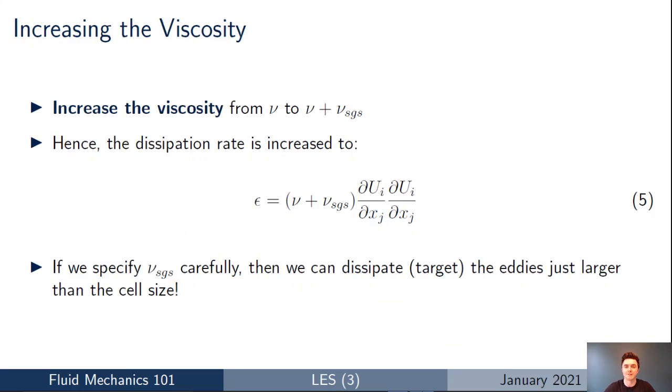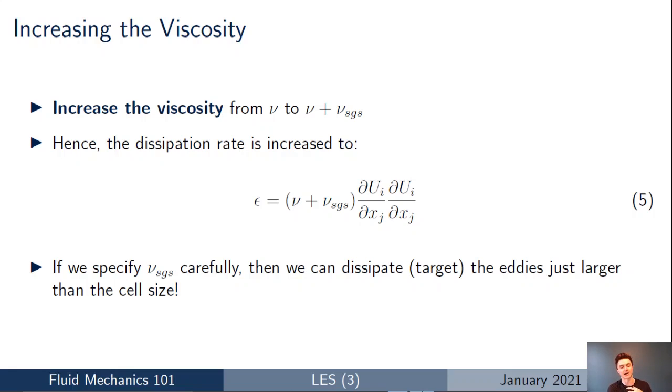Well, we can actually make a very simple change, which is to increase that viscosity. Of course, in a real turbulent flow or a DNS simulation, we've only got the molecular viscosity, nu, or mu if you want to use it, multiplied by density. But in LES, we're going to increase it from nu to mu plus an additional contribution, which we're going to call the subgrid viscosity, nu SGS.